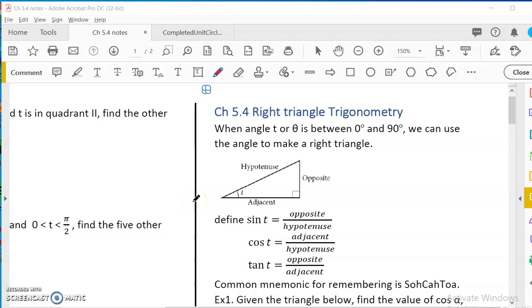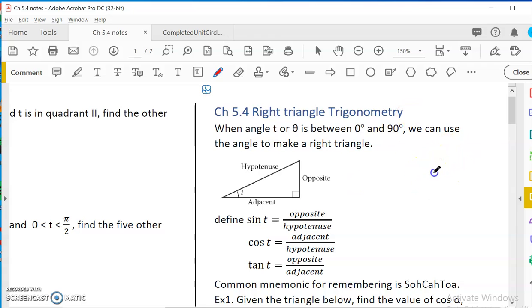Hello Precalculus student, this video is for chapter 5.4, Right Triangle Trigonometry. We're going to look at another definition of the sine, cosine, and tangent functions where the angle input, t or theta, is between 0 degrees and 90 degrees. Namely, we are concentrating on the input being in the first quadrant in the unit circle definition.